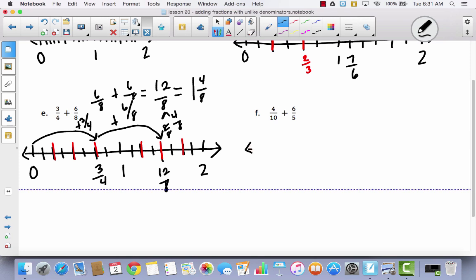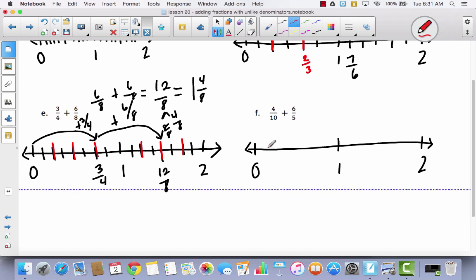All right, so I'm going to start by estimating. So 6/5 is already greater than 1 whole. So I know that this is going to have to be greater than 1. So I'm going to go ahead and make this from 0 to 2. And then here's my 1 whole. So this time I'm going to get smart. I'm going to divide my fifths in red this time.